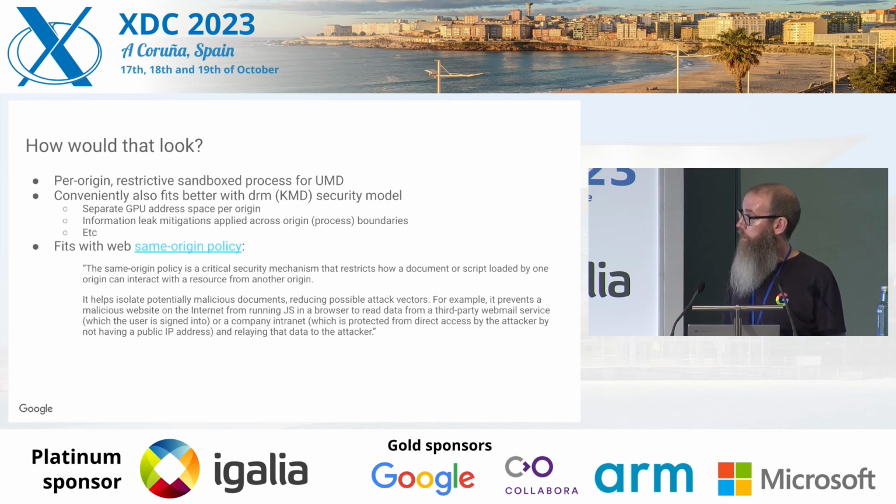That would look like having a separate sandbox process for the user mode driver for every unique origin using WebGL or WebGPU, which conveniently fits better with the kernel's view of process isolation. It guarantees that you get a separate GPU virtual address space for each origin. Things like information leak mitigations applied by the kernel happen on process boundaries. So you want to have that happen when you're going between WebGPU or WebGL content from different origins. And this fits with the web same origin policy, like I was saying earlier. The same origin policy limits interaction from script content to resources from other origins.